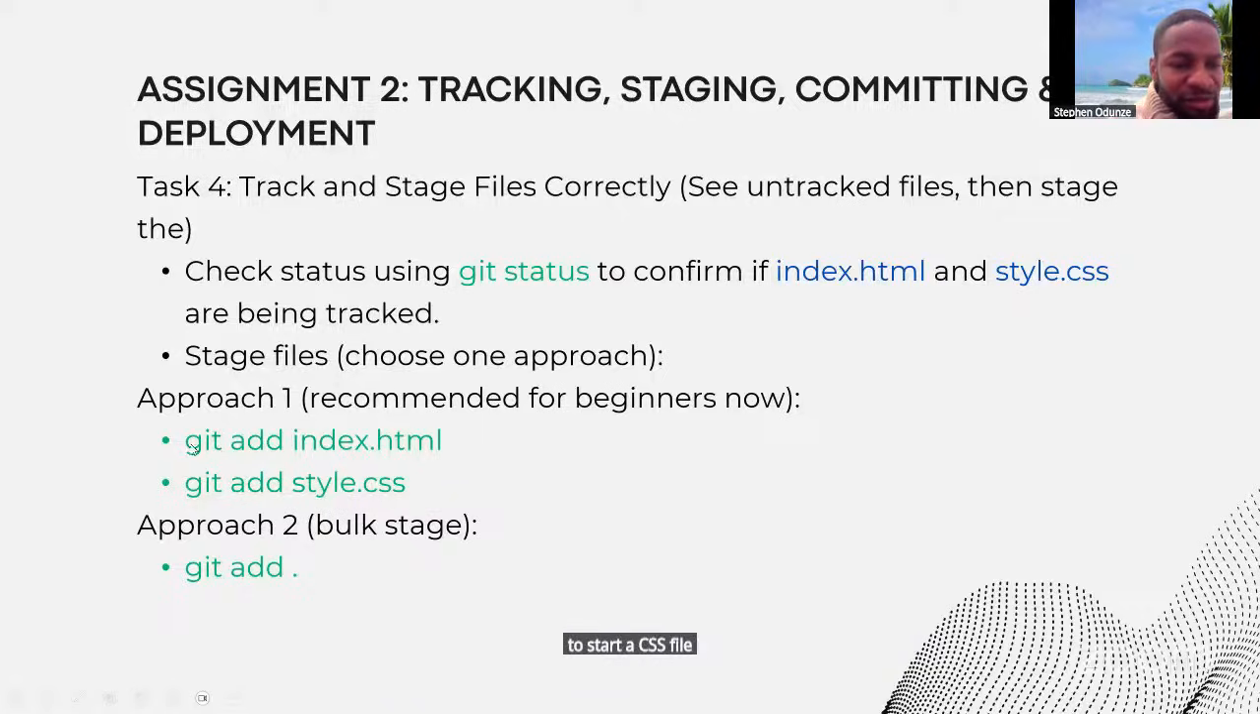You can simply do that by using the command git add index.html for your HTML file and git add style.css for your CSS file. Or you can use git add dot. The dot shows that all the files inside the directory we mentioned, which is code track, are going to be added, tracked and staged.